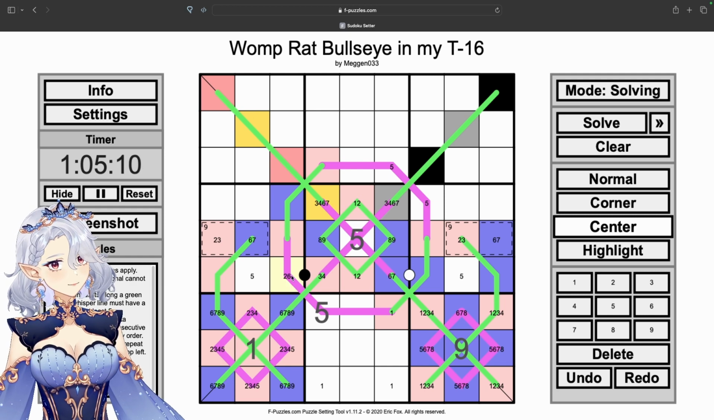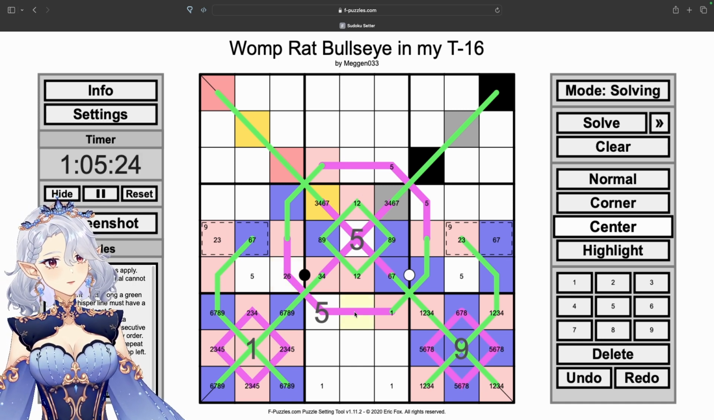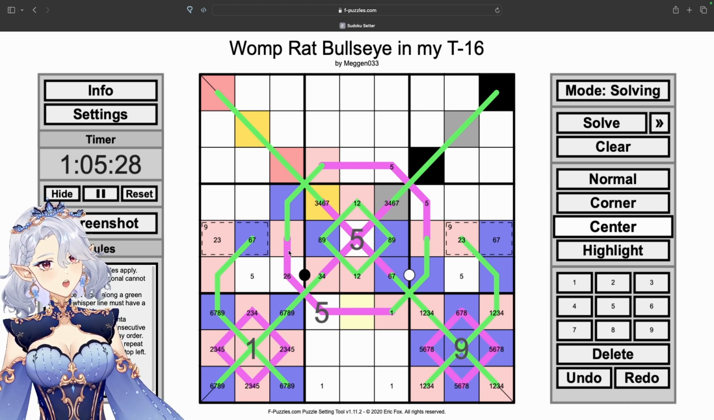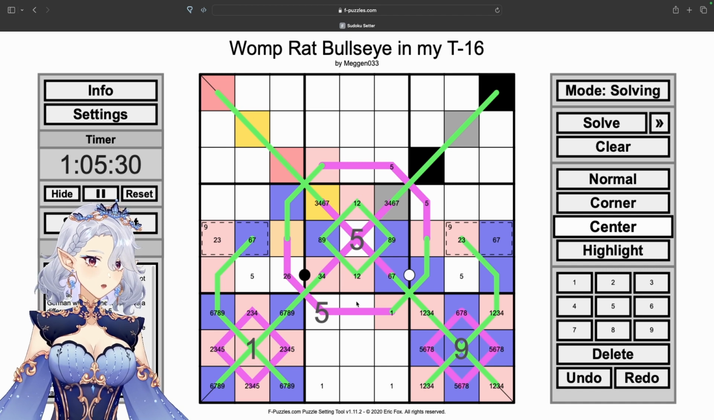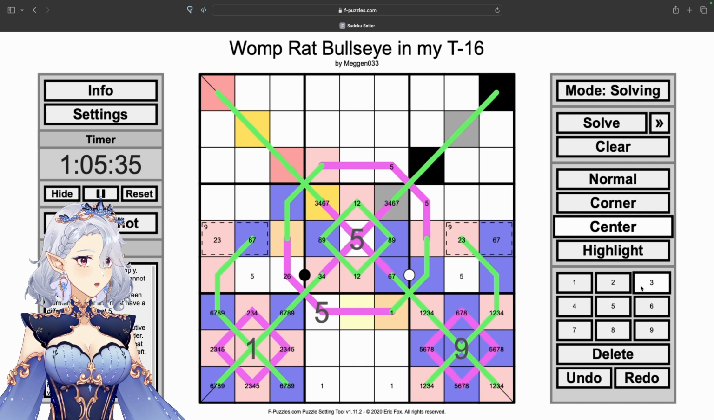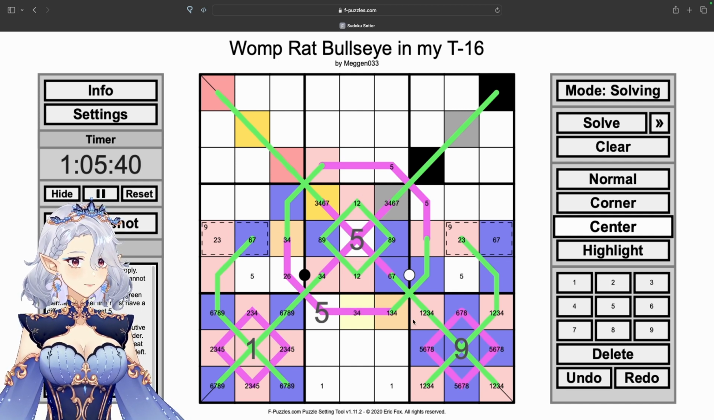Now it's a 50-50. And does this mean... No, this square could still be a 6. But there has to be a 3 and 4 at least in these.